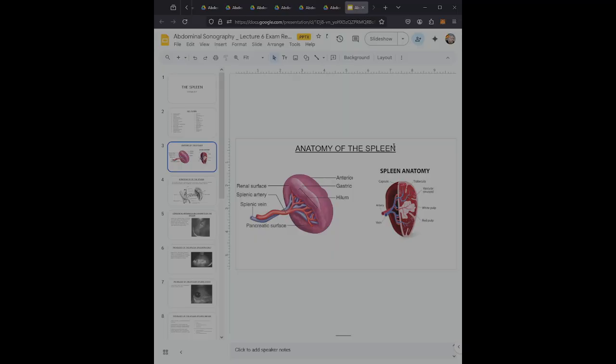So we can look at anatomy of the spleen, and the spleen is the largest structure in the reticuloendothelial system. The spleen is intraperitoneal, and it is located within the left upper quadrant of the abdomen. The spleen's primary objective is to filter peripheral blood, and the gastrosplenic ligament attaches the spleen to the stomach. The spleen is placed inferior to the diaphragm and posterior lateral to the stomach.